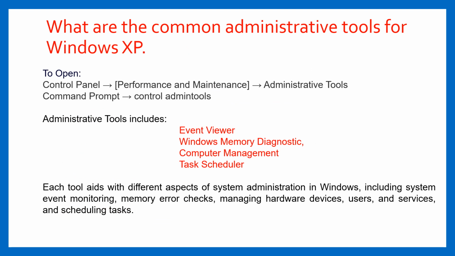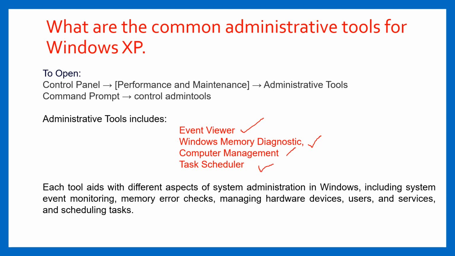The next question is common administrative tools for Windows XP. So first of all, how can you open the common Windows administrative tools? You can click on command prompt and click on control admin tools. Okay, and the administrative tools include event viewer, Windows memory diagnostics, computer management, and task scheduler.